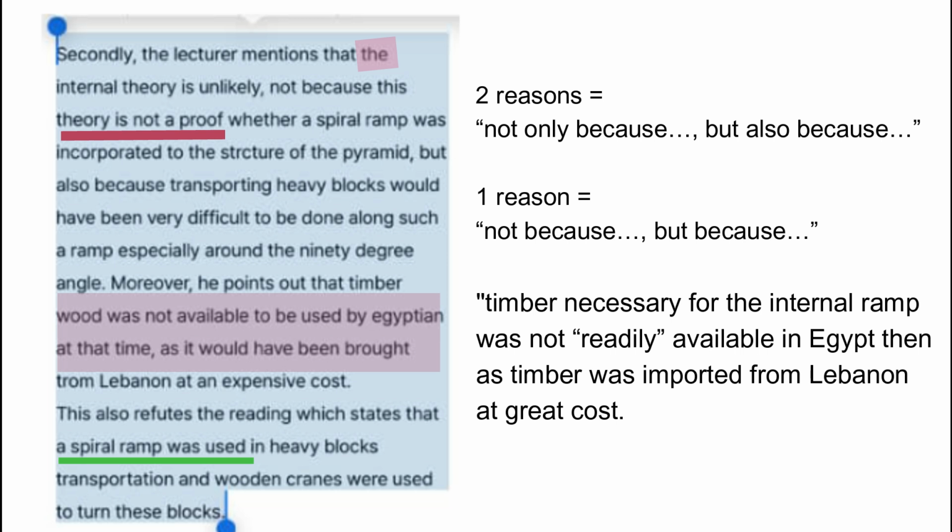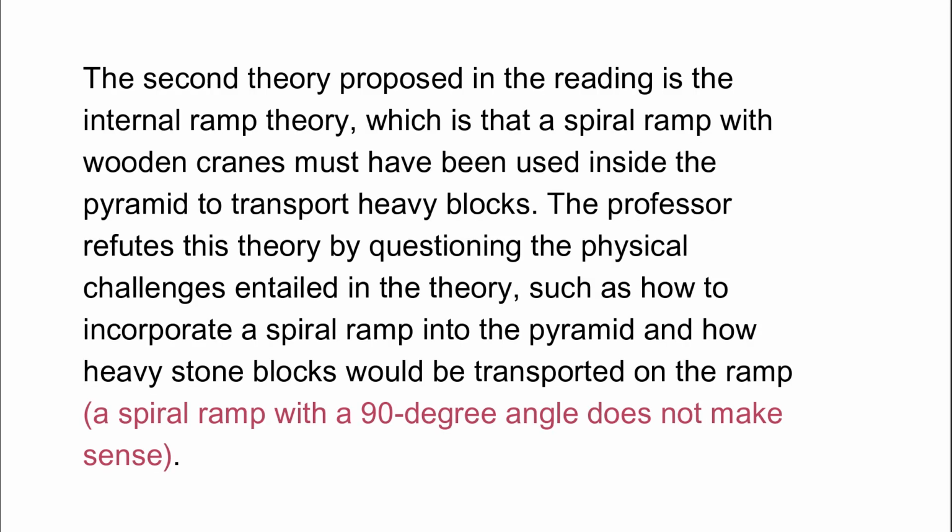Again, the essay would have been logical and understandable if it began with the reading as follows. The second theory proposed in the reading is the internal ramp theory, which is that a spiral ramp with wooden cranes must have been used inside the pyramid to transport heavy blocks. The professor refutes this theory by questioning the physical challenges entailed in the theory, such as how to incorporate a spiral ramp into the pyramid and how heavy stone blocks would be transported on the ramp. A spiral ramp with a 90-degree angle does not make sense.